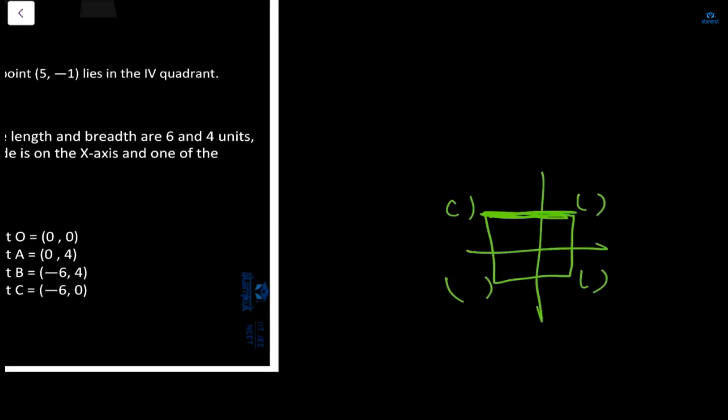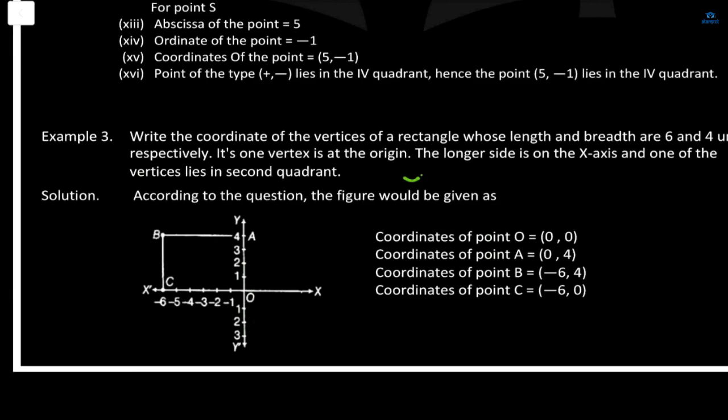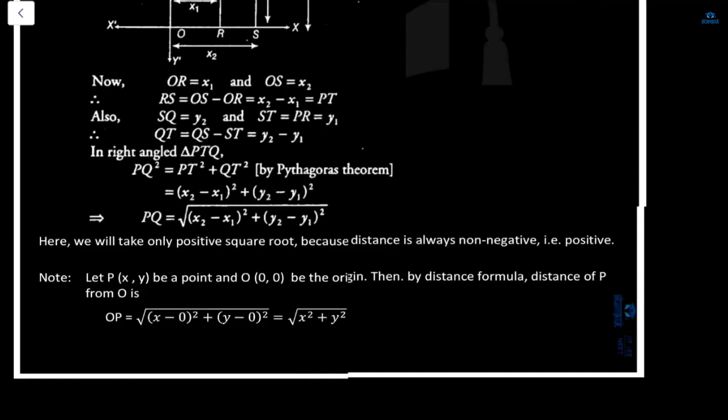Ma'am, how many formulas are there in the chapter? One was the distance formula, then the section formula, and then the area of a triangle. And the distance formula was x2 minus x1 whole square, like that, right? Yes, we are coming to the distance formula only. See, this is the distance formula.